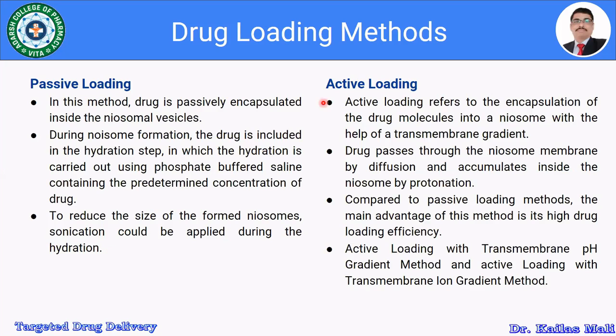In the case of active loading, it refers to encapsulation of the drug molecules into the niosomes with the help of a transmembrane gradient. Already we have discussed the transmembrane gradient method. The drug passes through the niosome membrane by diffusion and accumulates inside the niosome by protonation. Compared to passive loading methods, the main advantage of the active loading method is its high drug loading efficiency. So active loading with the transmembrane pH gradient method and active loading with the transmembrane ion gradient method, these two methods are widely used for active loading of drug into the niosome. So this is about the drug loading methods.